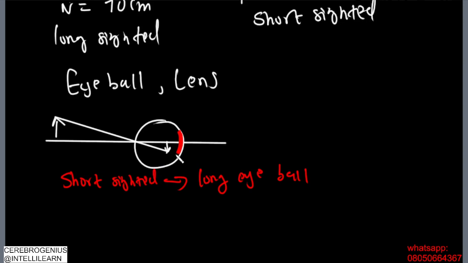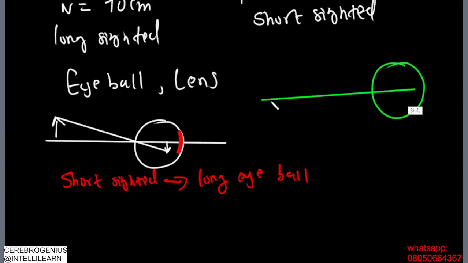So this person will have to move closer. So the person is what? Short-sighted. Now another thing that can cause short-sightedness, another thing that can cause it is what? The power of the lens of the person's eye.